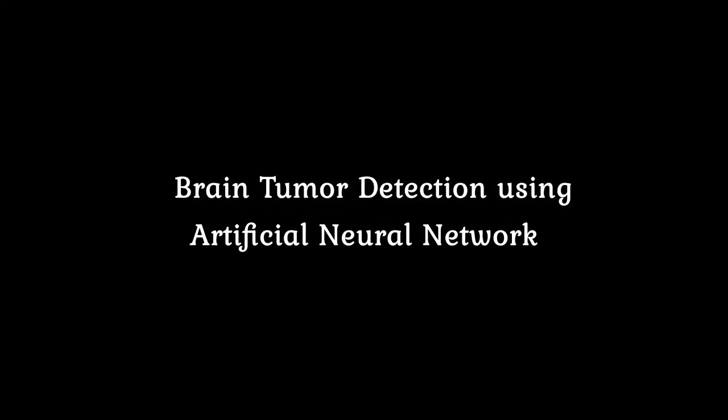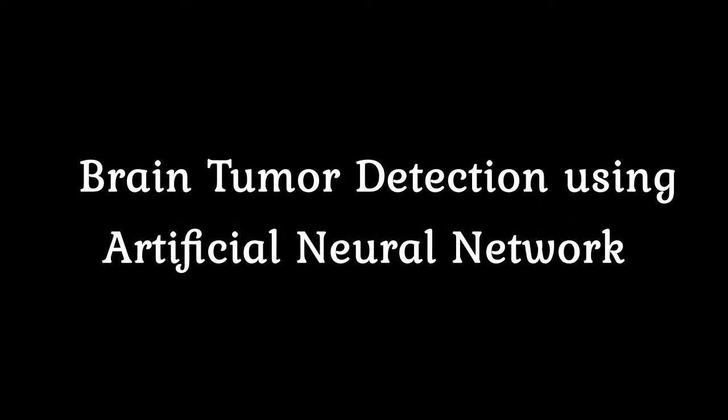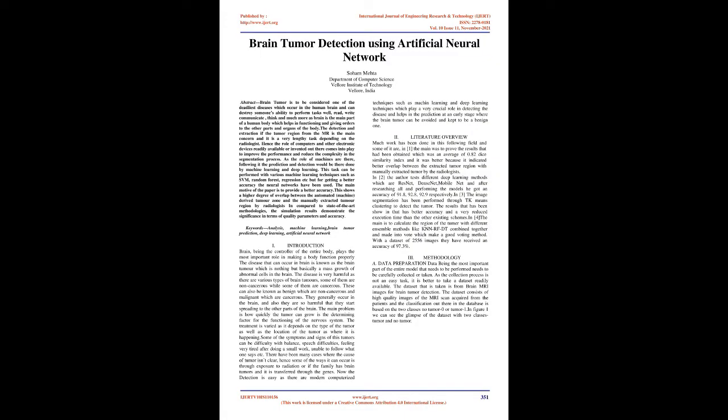Brain tumor detection using artificial neural network. Abstract: Brain tumor is considered one of the deadliest diseases which occur in the human brain and can destroy someone's ability to perform tasks well, read, write, communicate, think and much more, as the brain is the main part of the human body which helps in functioning and giving orders to the other parts and organs of the body.